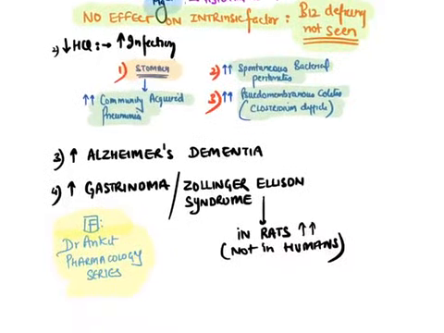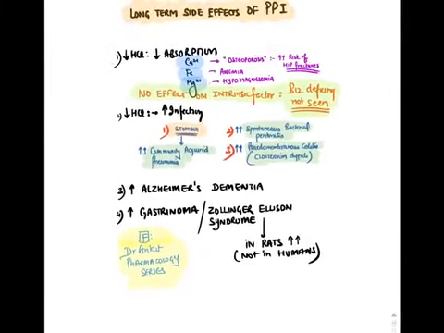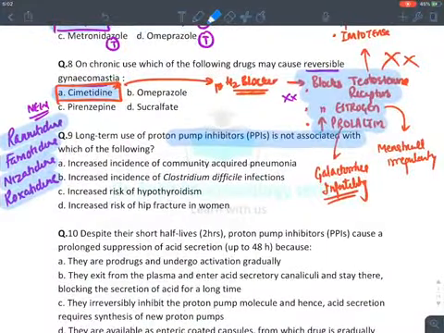In the long term, it has now been proven that PPIs increase the risk of Alzheimer's disease or dementia. And there is a theoretical risk, which has been proven in rats but not in humans, that they may cause gastrinomas or Zollinger-Ellison syndrome, because HCl is suppressed. Suppression of HCl increases gastrin level, because gastrin feedback is given by HCl. So if there is less HCl, there is no feedback on gastrin, so there could be a benign tumor, gastrinomas. So keep this in mind.